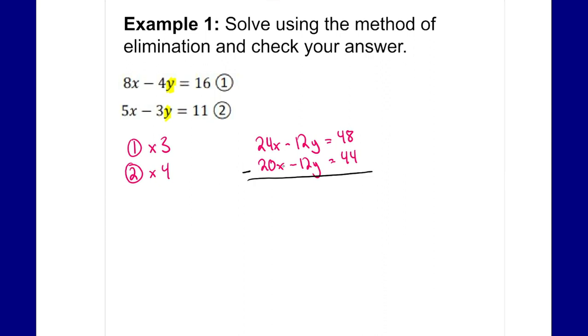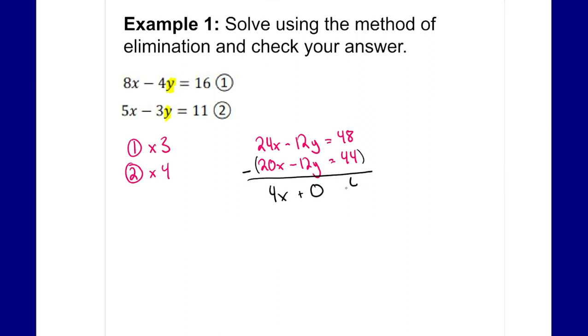So 24x minus 20x is 4x. Negative 12 minus negative 12 is 0. And 48 minus 44 is 4. Now, when we're dealing with subtraction, if it helps, maybe put brackets around the second or bottom equation, just so we know that we're subtracting everything, right? And we always start with the term on top, go to the operation on the side, and then go into the term that we're subtracting or adding, whatever the case may be.